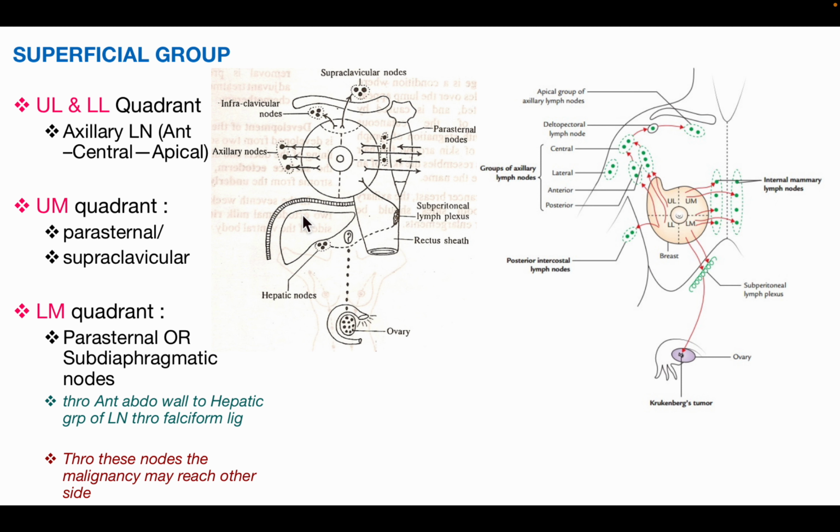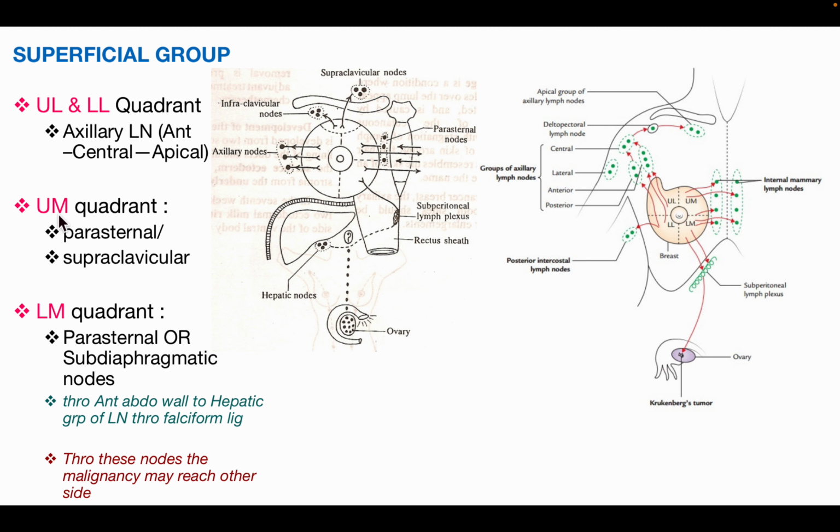So let's divide the mammary gland into 4 quadrants. This is known as the upper lateral, this is the lower lateral, this is upper medial and this is the lower medial. So the upper lateral and lower lateral quadrants, right, go and drain into the axillary lymph nodes, that is the anterior, central, and finally the apical group of lymph nodes.